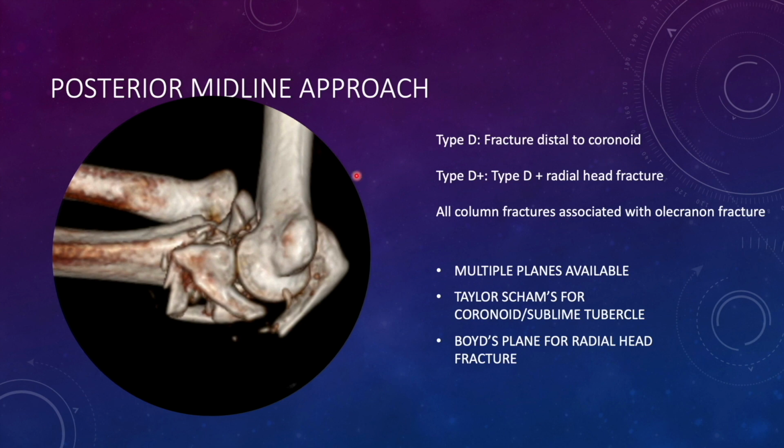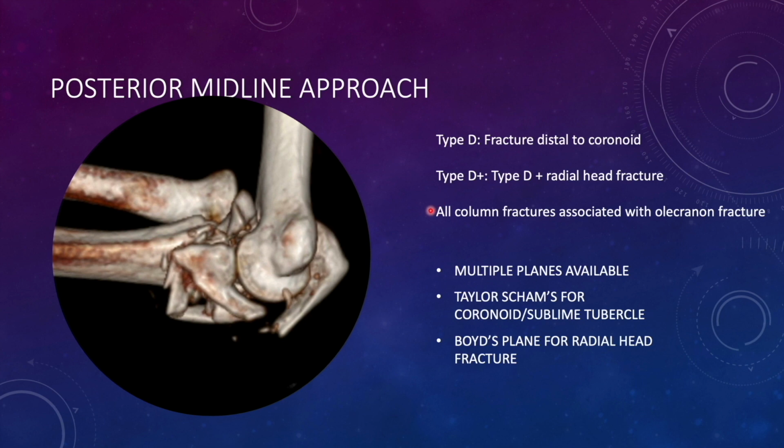Now the type D fractures, which are distal to the coronoid, and type D plus fractures which are having associated fracture of the radial head also. In all these fractures, we can definitely go for fixation from the posterior side because we can expose both the ulna as well as the radial head. So for radial head, we have to create a plane according to the Boyd's approach. That means between the anconeus and the extensor carpi ulnaris. So by that, we'll be able to expose the annular ligament. If it is torn, then we can definitely repair it. If it is not torn, repair the radial head and then repair it again.